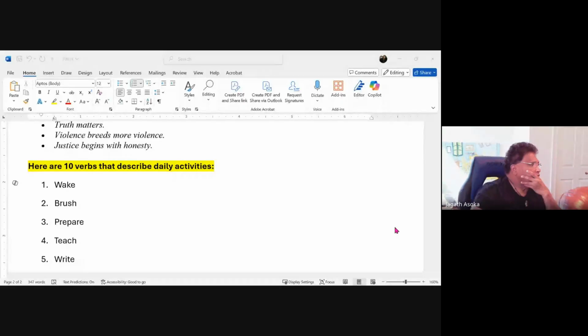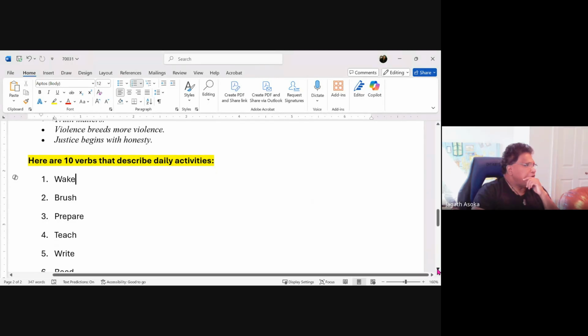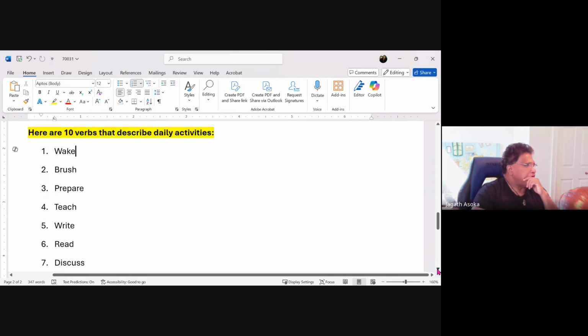Here. Can you see the screen? Yes. Okay. These verbs describe daily activities. I want you to start from the first one and go till the end. Just keep going, but make sure you have a complete sentence. Sometimes you can add a phrase. For example, you can say, I wake up every day at 7 a.m. A complete sentence. Okay, go ahead.